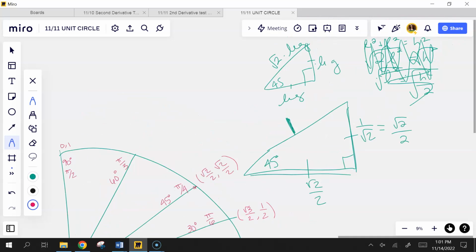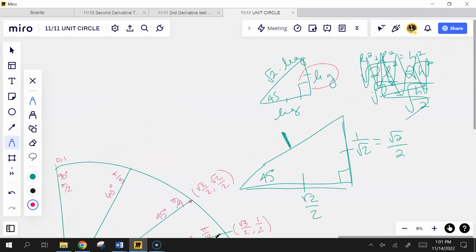Okay, so to get from a leg to the hypotenuse of a 45, 45, 90 triangle, you multiply by the square root of 2. But on the triangle, I'm going from the hypotenuse to the leg. So I'm going backwards, so I have to divide instead of multiplying.